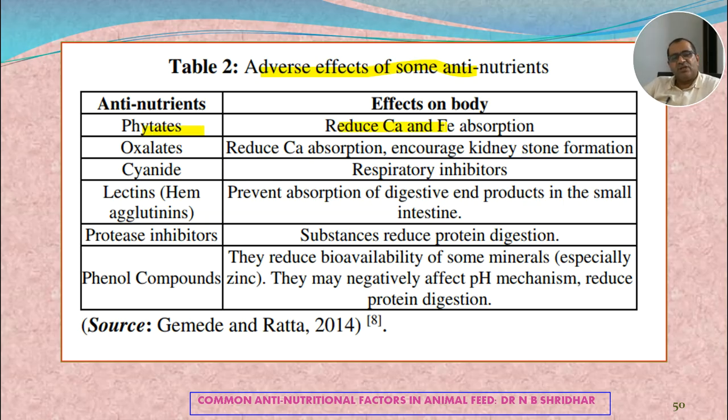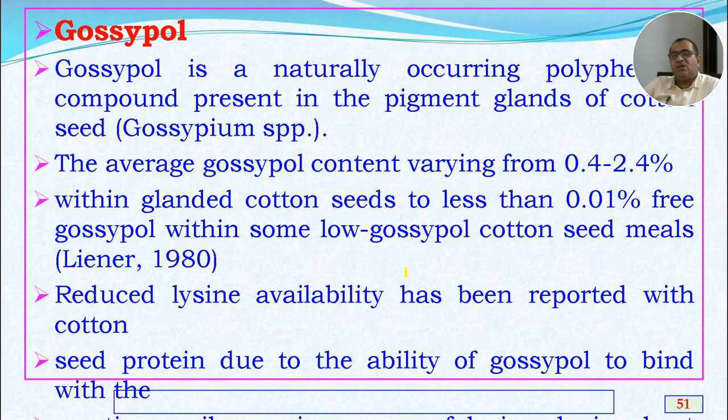Phytates reduce calcium and ferrous absorption. Oxalate chelates calcium. Cyanide is a respiratory inhibitor. Lectins prevent absorption of the digestive products. Protease inhibitors, as usual, reduce protein digestion. The phenolic compounds reduce bioavailability of many compounds.